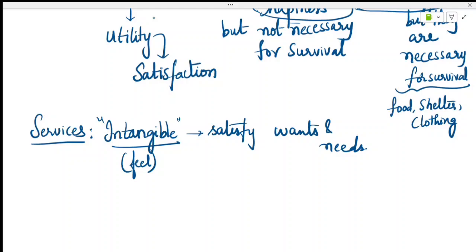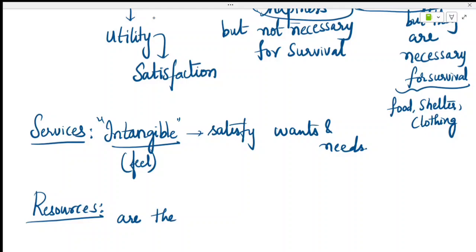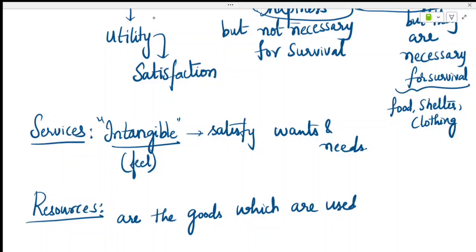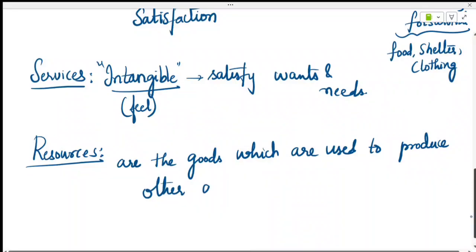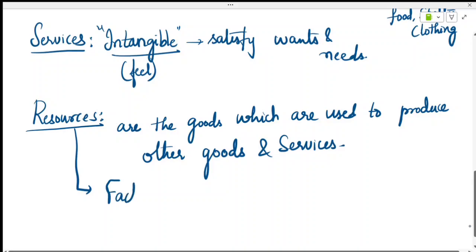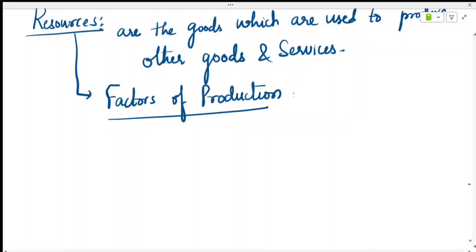The next keyword is resources. Resources are the goods which are used to produce other goods and services. Another name for resources is factors of production. The name itself says that resources are the goods which are used to produce other goods and services. When it comes to factors of production, we might have studied them in our younger classes. There are four factors of production.